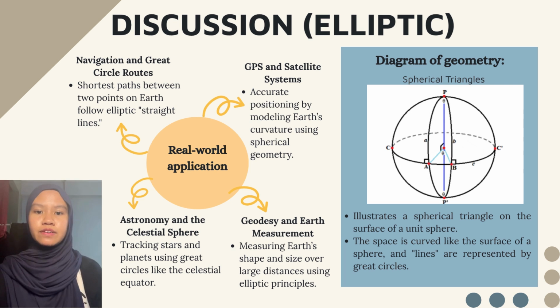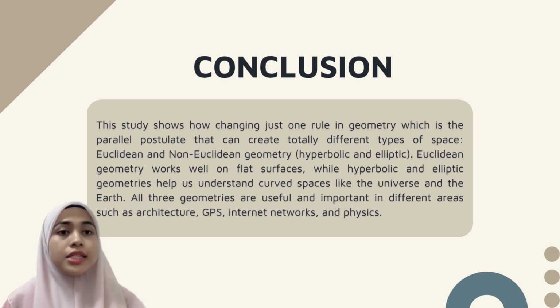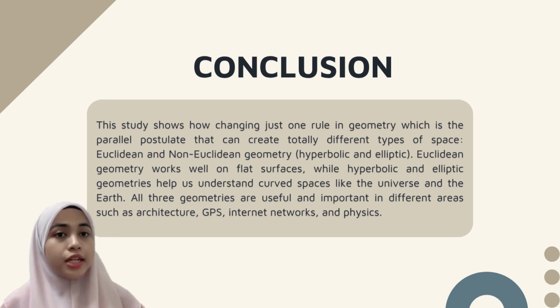So here is the diagram that illustrates a spherical triangle on the surface of a unit sphere, which is a fundamental concept in elliptic geometry. In elliptic geometry, the space is curved like the surface of a sphere and lines are represented by great circles. To conclude, this study helps us understand that changing just one rule in geometry, which is the parallel postulate, can lead to totally different types of geometry.